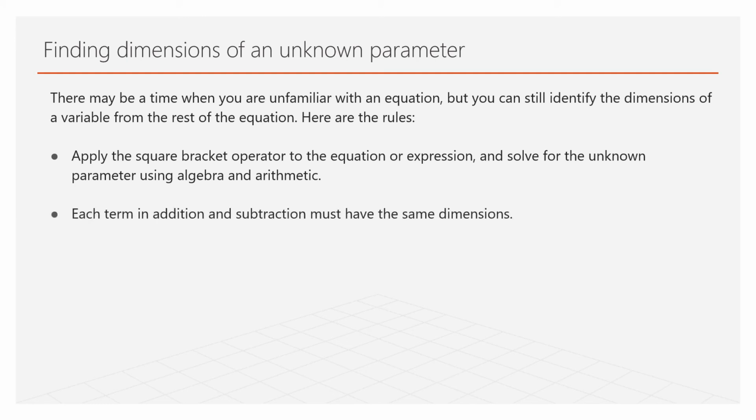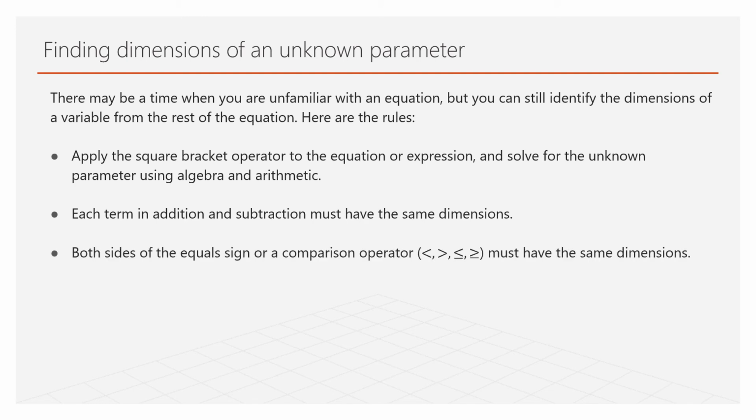Each addition and subtraction term must have the same dimensions. So, for example, a plus b, if a is a measurement of length, then therefore b must also be a measurement of length. It would be illegal to, for example, add 5 seconds and 2 meters. Both sides of the equal sign or a comparison operator must have the same dimensions.